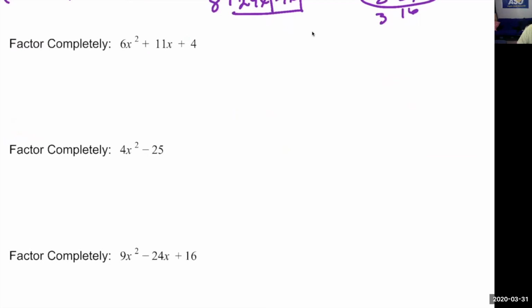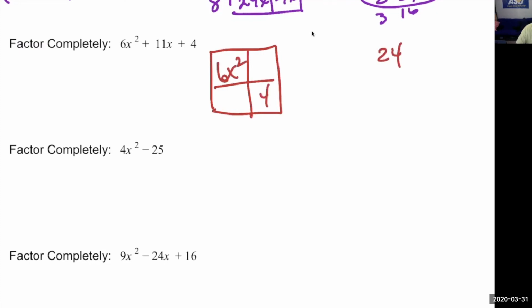Next, 6x squared plus 11x plus 4. Again, no GCF. So 6x squared and 4 multiply to give me 24. The factors of 24 are 1 and 24, 2 and 12, 3 and 8, 4 and 6. 3 and 8 looks like the one that'll make 11 by adding them together.